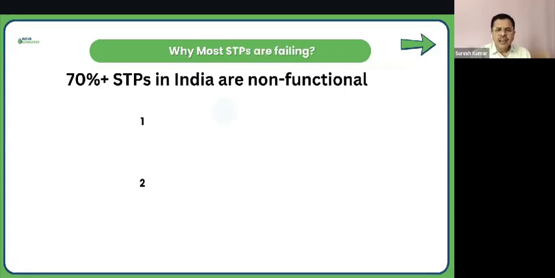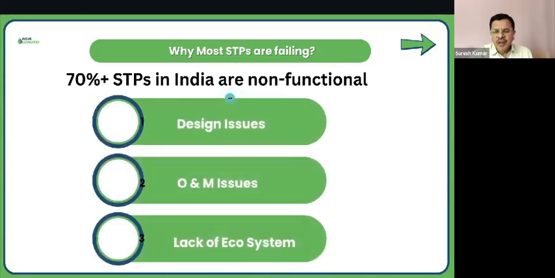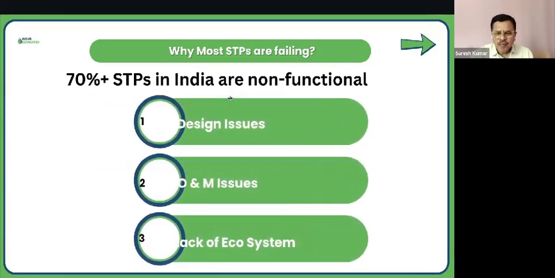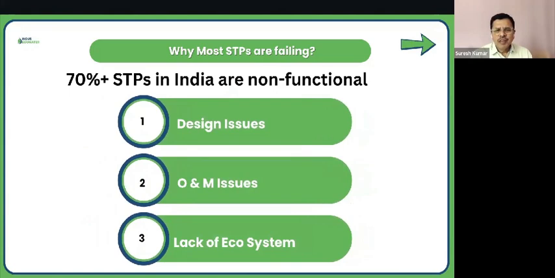Basically, there are three different major reasons that we can think of. Reason number one, design issues, right? What are the design issues? Either your STP is under-designed or over-designed. It is not suitable for your site, right? Some classic cases, let me explain.